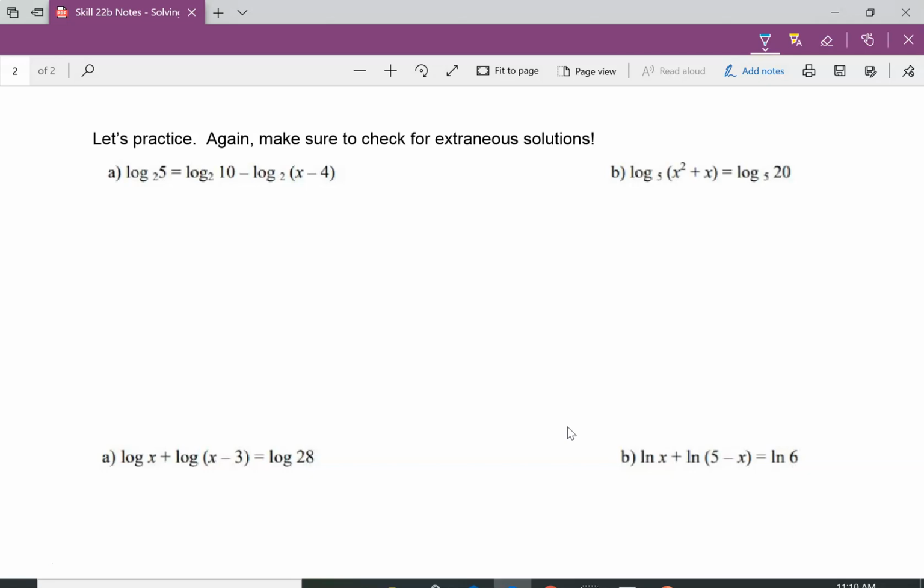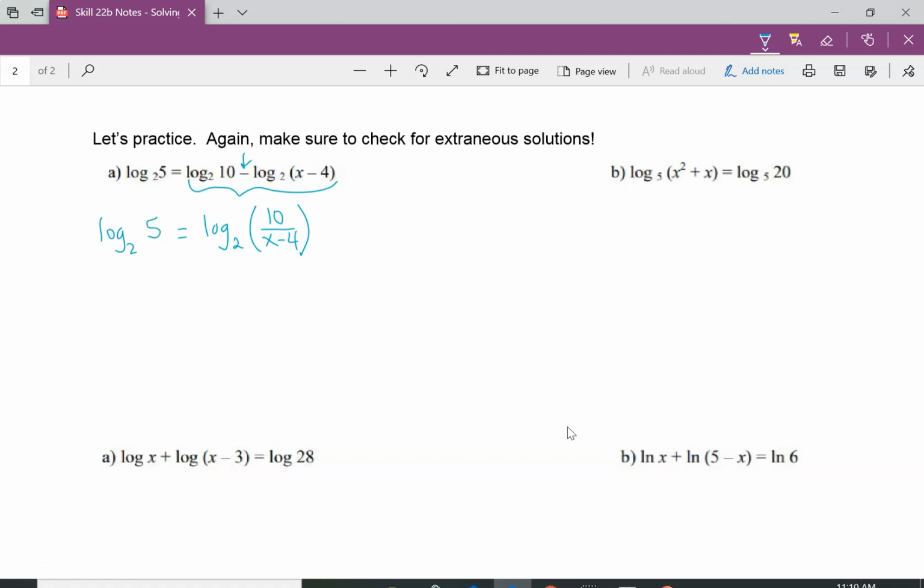So looking at example A, the left side I'm going to have to condense, and I see a minus sign in between. So I know this will be written log base 2, and I'm going to have a quotient. 10 will be on top, x minus 4 will be on the bottom. The right-hand side is log with the same base of just 5.